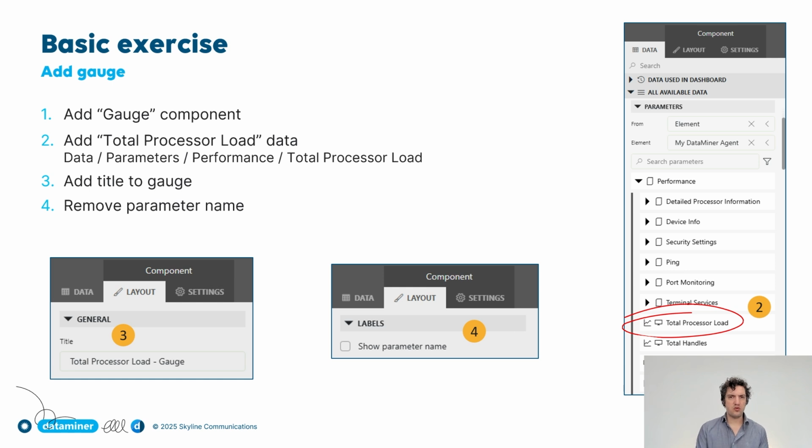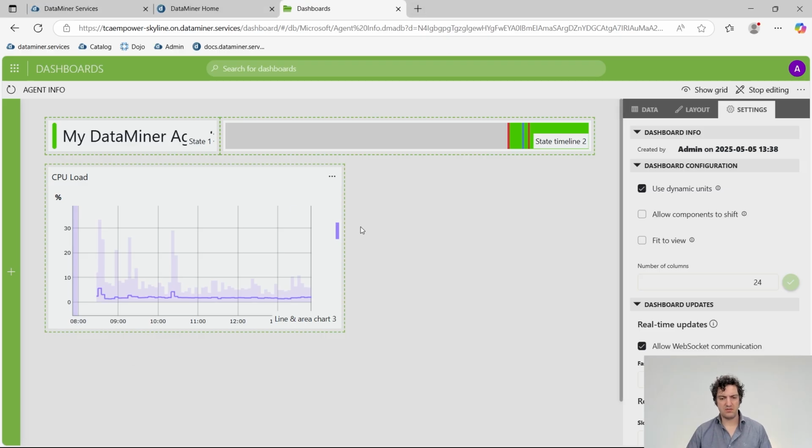Again, one for you to do at your own speed, adding a gauge component with the exact same parameter, and adding a title to that gauge, and then also a layout tweak where we will remove the parameter name. Right, so when you've done that, I will quickly do it as well to make sure we have the same visualization, the same dashboard to go on.